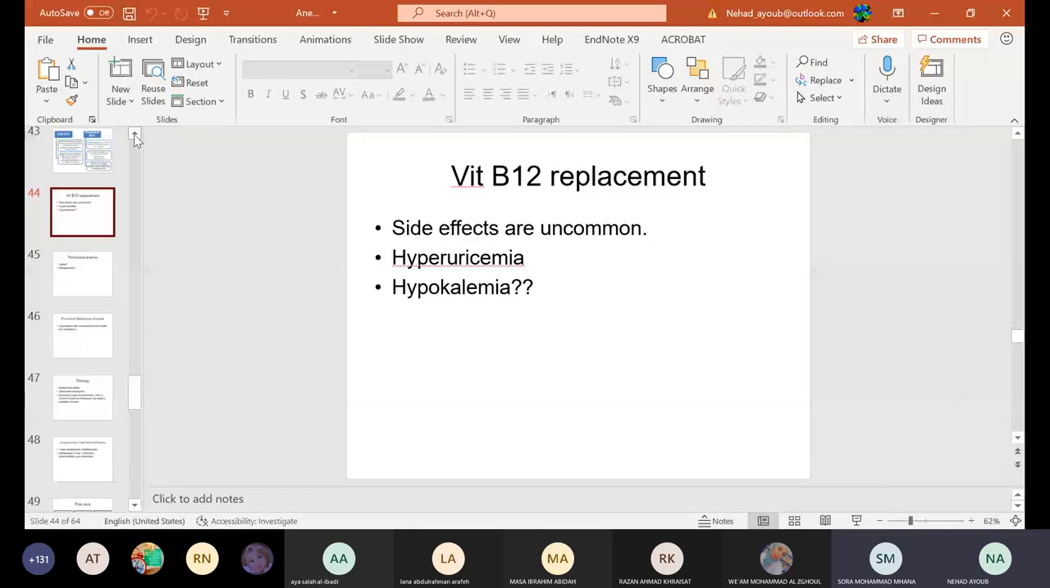Okay. Now, side effects of vitamin B12 are uncommon, but it can cause hyperuricemia and hypokalemia. Does anyone know why it can happen? If I give B12... Read about how to treat hypokalemia.